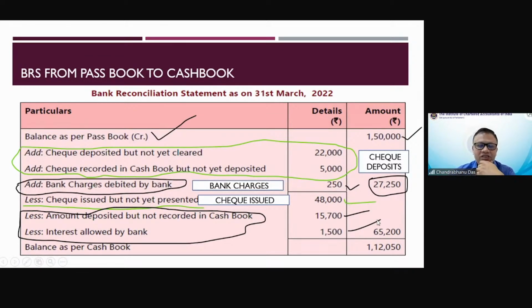Now amount deposited but not recorded in cash book. Now this amount is not recorded in cash book and you have subtracted it. Similarly, the interest which is allowed by the bank is also subtracted. So you are going at the balance as per cash book. And this is the total balance we are arriving at, and this is 112,050. So here you are arriving at the total balance.